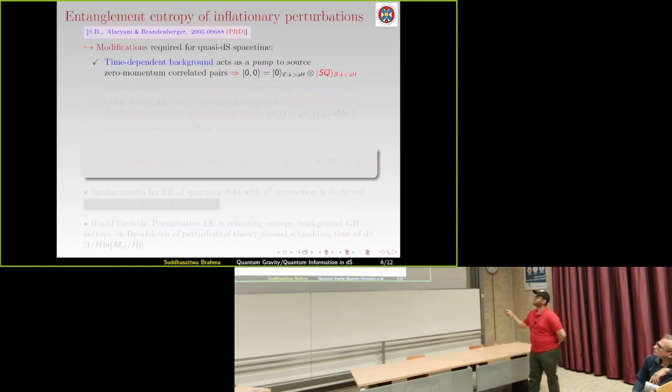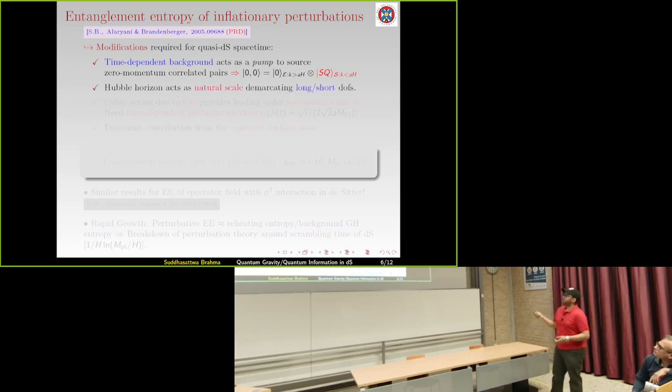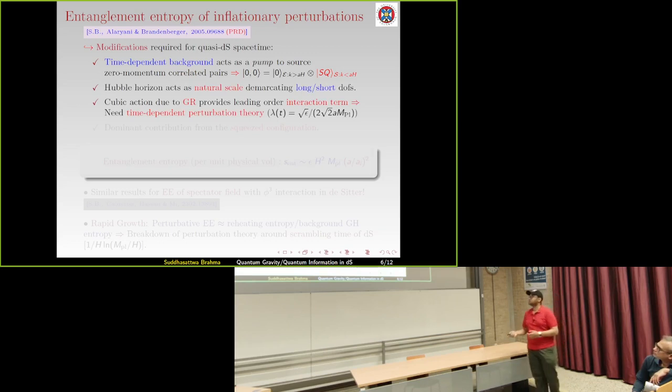We tried this with Robert and a master's student a couple of years ago now. And what we find is that there have to be some generalizations. First of all, there's a lot of squeezing going on. So that's this time-dependent de Sitter background which creates particles. That's the squeezing effect. The Hubble horizon is a natural scale to demarcate between long and short modes. That was already in my diagram that I showed you. And again, the cubic interaction doesn't have to be something put in by hand. That's something given to you by gravity.